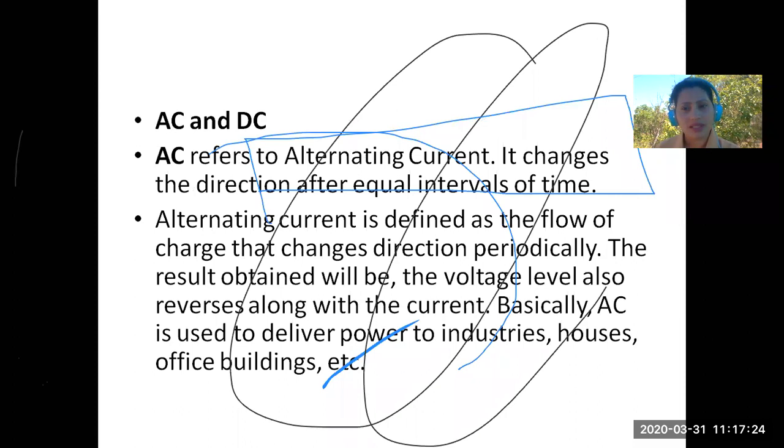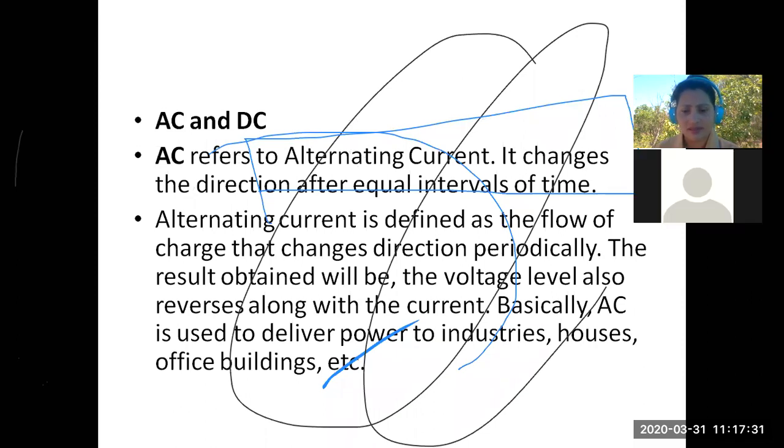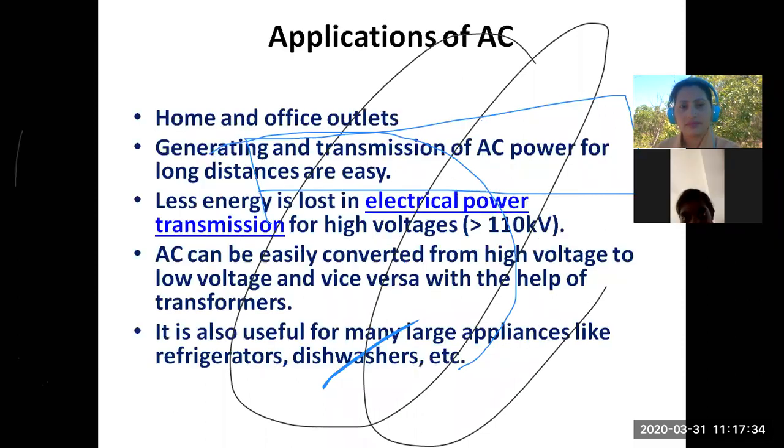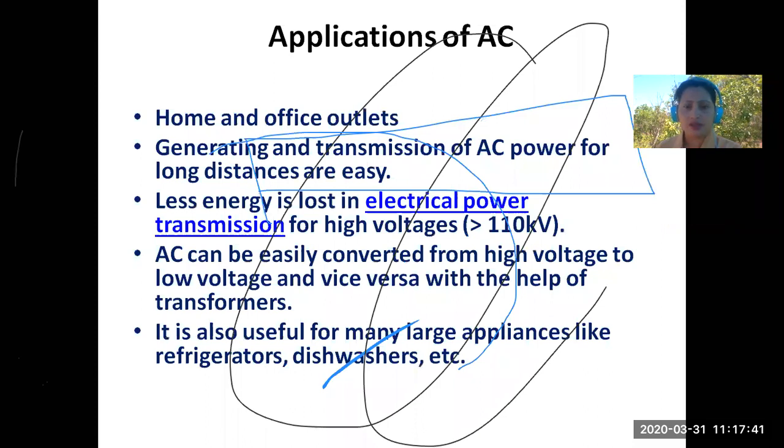The next concept that I had taught is AC and DC, alternating current and direct current. Application, I hope this is clear. I'm going to forward this PPT also. We use AC at our homes, industries, and offices. How is it useful? It doesn't lose its energy though it is transported for longer distances. That is why we prefer AC.